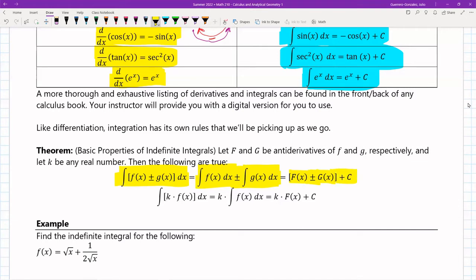because these are families of functions, correct? The antiderivative can differ by a constant. Okay.